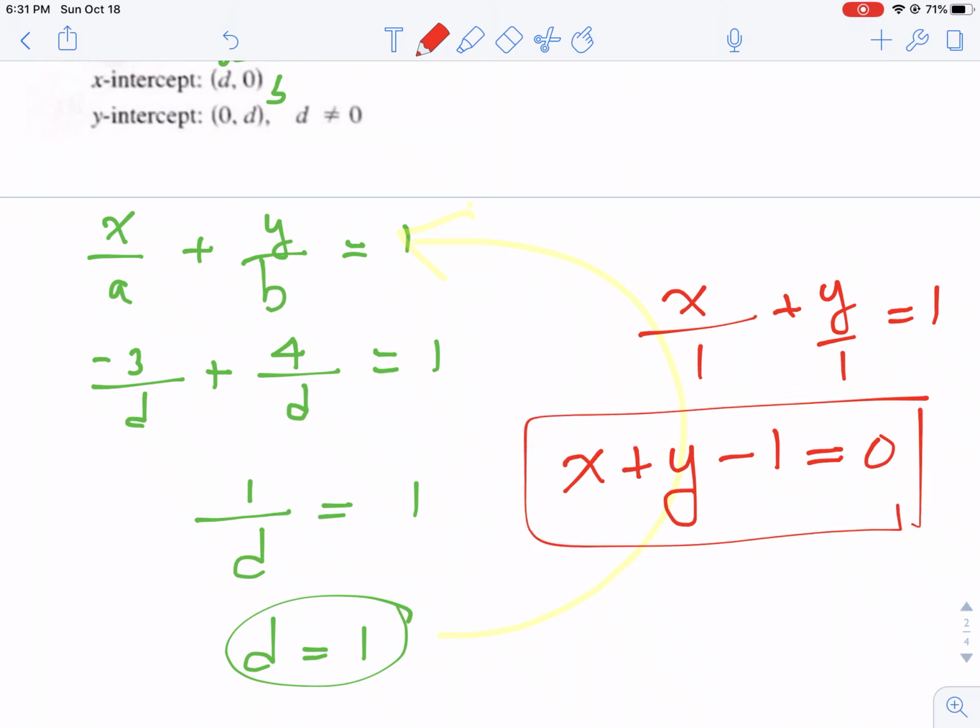All right, so this is how you do these problems. Again, there's nothing you don't know. You are just working with formulas. They are just trying to make sure that you practice your algebra.